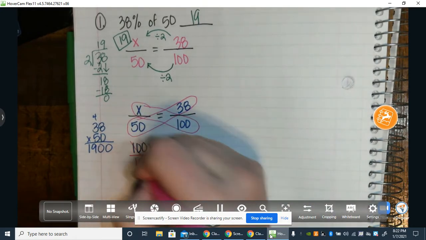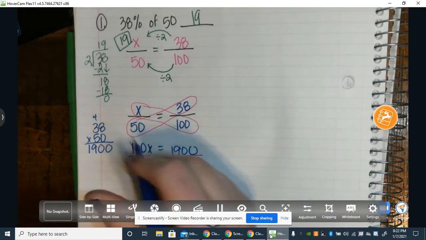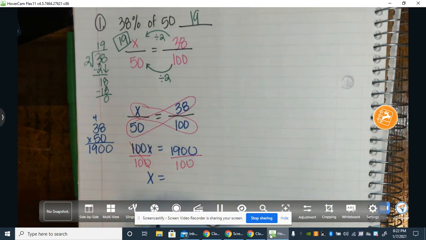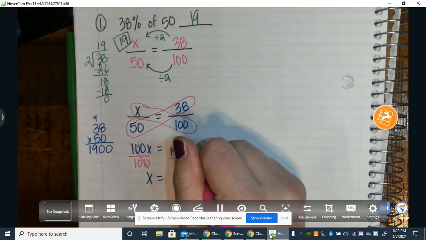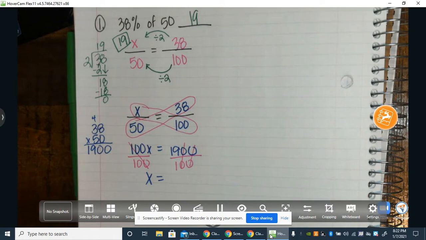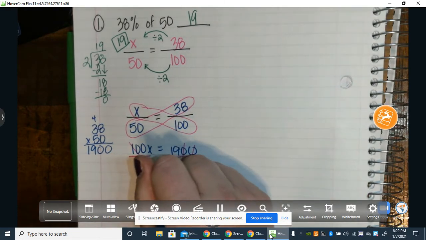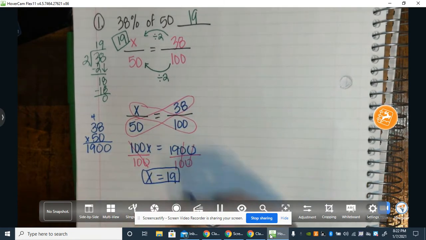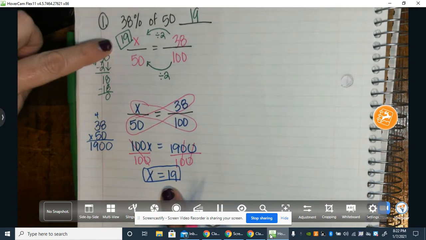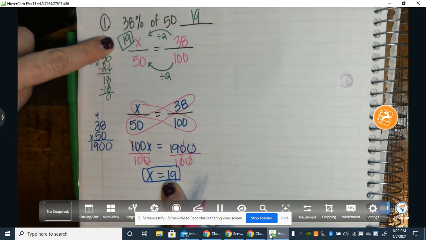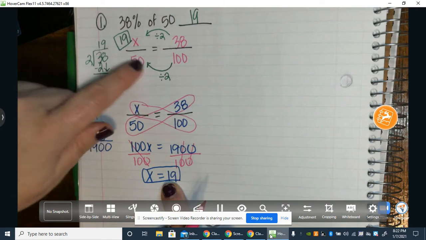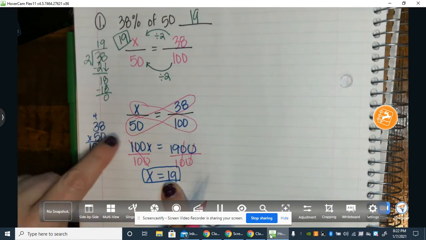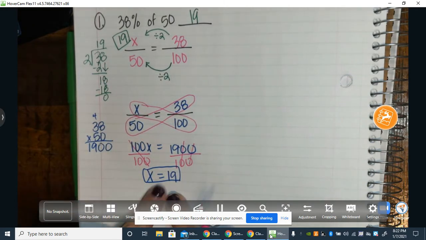Okay, that cancels out, leaving me with x is equal to, well, look, the nice zeros line up neatly, and I'm left with 19. So I'm left with the same answer as I am up here. Here, I wanted to try to get the denominator to 100. Here, I cross multiplied and divided and was able to get the same answer. So two ways to solve the same exact problem, getting the same exact answer.